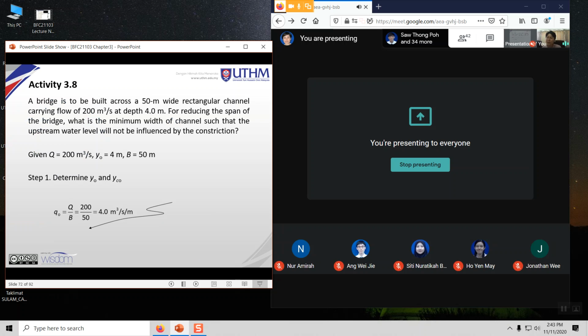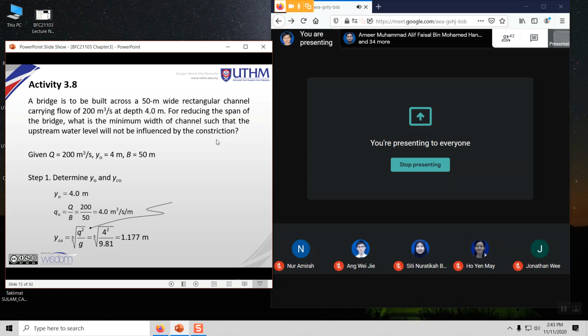It's easier for me to explain to you. Let's look at one activity here. Activity 3.8. There's a bridge built across a 50-meter wide channel or river, which has a discharge of 200 meter cube per second with a depth of 4 meters. Now, the depth is given as 4 meters, so we are using this depth as Y naught, the depth of uniform flow.